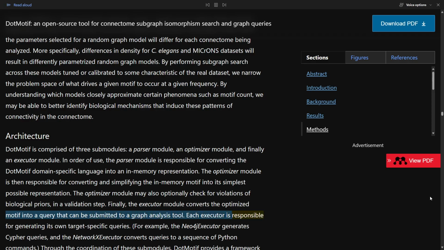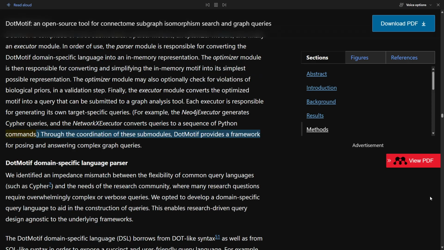Each executor is responsible for generating its own target-specific queries. For example, the Neo4j executor generates Cypher queries, and the NetworkX executor converts queries to a sequence of Python commands. Through the coordination of these submodules, DotMotif provides a framework for posing and answering complex graph queries. DotMotif domain-specific language parser. We identified an impedance mismatch between the flexibility of common query languages, such as Cypher 7, and the needs of the research community, where many research questions require overwhelmingly complex or verbose queries.